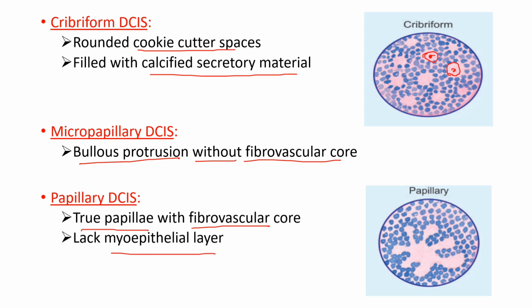This diagram shows the image of a papillary DCIS having finger-like projections. Papillary means nothing but finger-like projections. You can see finger-like projections in it.